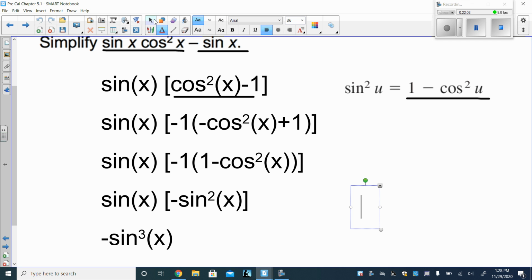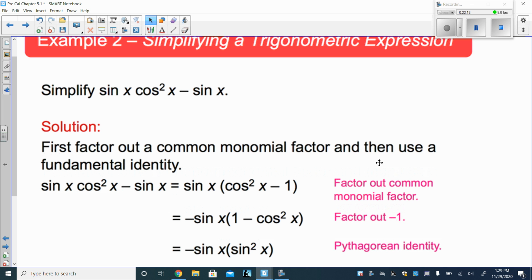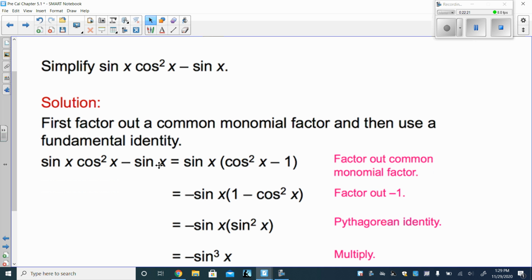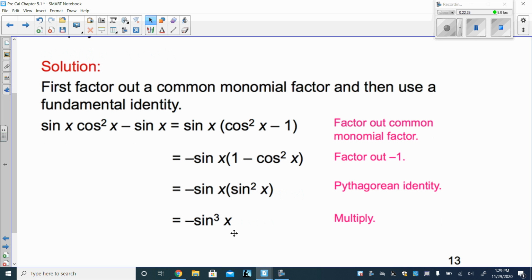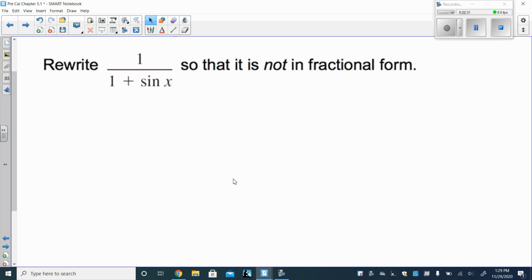Now we're going to do one more of these, and I can do more of these when I get back. But this is what you're trying to do. You're just trying to manipulate the equation. So they looked at this here. Now for them, they factored out negative sine of x, multiplied them together, and got it here. And that's it. So this here is the last one we're going to look at.